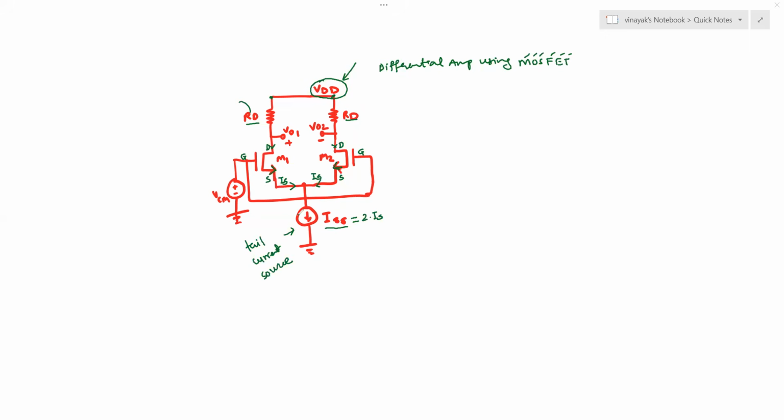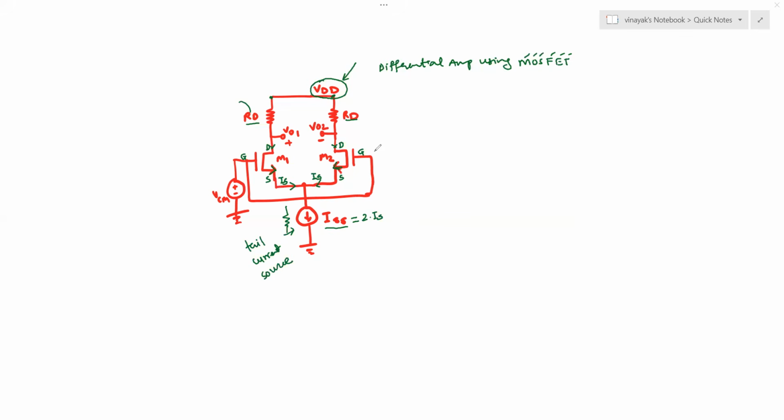And the implementation of this current source can be by means of a simple resistor, or you design a special circuit called a current reference circuit, where you also use the current mirror technique. We have seen that in our previous module.